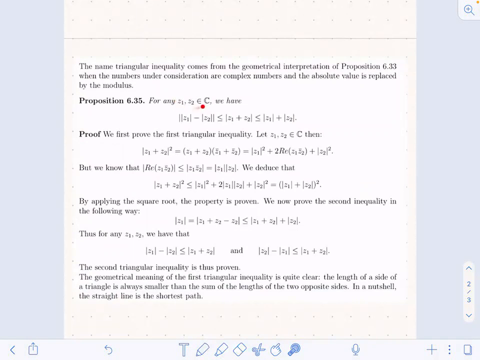So the proposition in your notes tells us the following. It tells you that for Z1, Z2 in C, if you replace the absolute value by the modulus of a complex number, you have both the lower triangular inequality and the upper triangular inequality. So you can basically bound the modulus of Z1 plus Z2 between two other terms. And how we prove this is as follows.